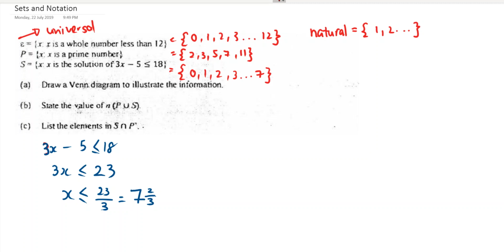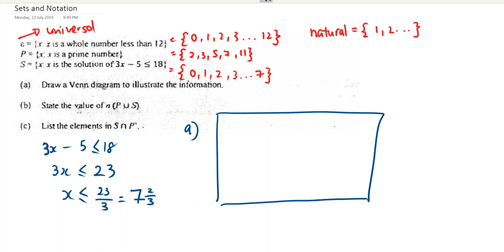For part A they ask for a Venn diagram. Remember, in a Venn diagram you have to draw this. Always remember to write the universal set notation. Then it is important to determine whether there are any elements that overlap in the two sets they want. For P and S, are there any elements that overlap? Obviously we have a few, which means the intersection is not null, it's not an empty set. So I will label this as S, and this as P.